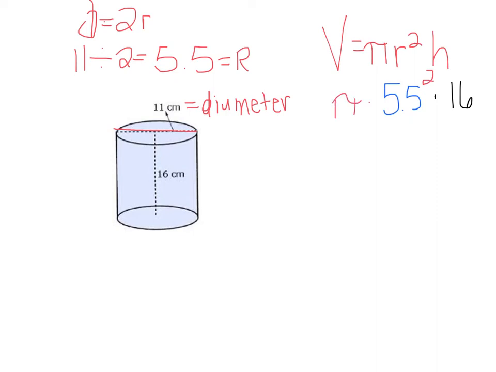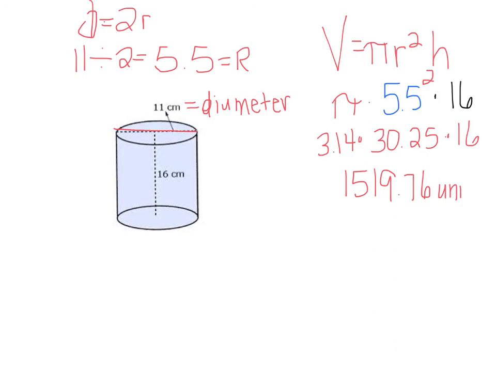I need to multiply it by pi. I have to square first, exponents first. So 5.5 squared is 30.25 times 16 and times pi, but instead of pi I'm going to do 3.14. So 3.14 times 30.25 times 16 is 1,519.76. So, and we're going to label it correctly here. Oops, not units this time. This time it gave us a measure. So not units, it's going to be centimeters cubed because we're talking about volume.